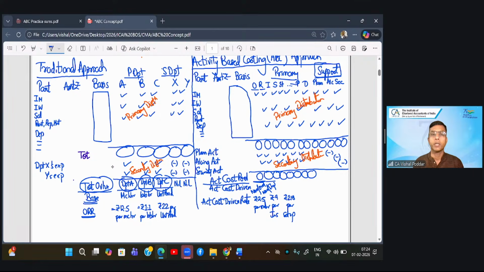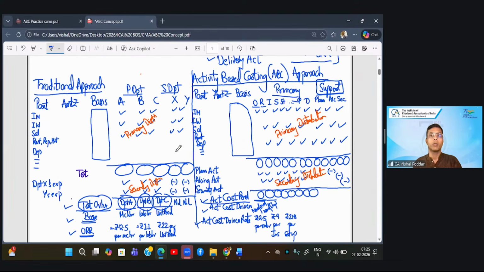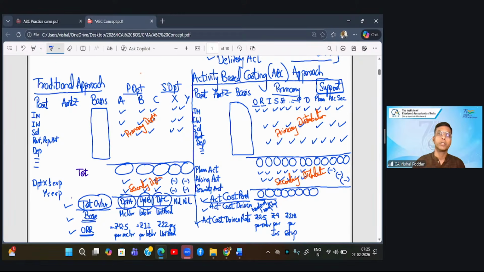So the concepts are same. Here we call it total overheads. Here we are calling it activity cost pool. Here we called it the base, that is the figure with which you divide. Here we are calling it activity cost driver. And after dividing, what we used to get was called ORR. Here we are calling it activity cost driver rate. So only the terminologies have changed. Conceptually, what you studied in your previous chapter is what you are doing here.